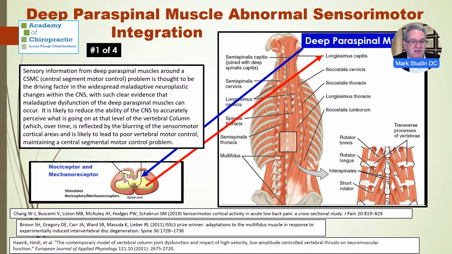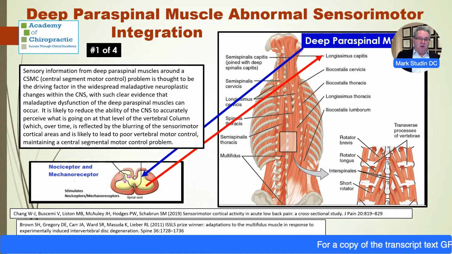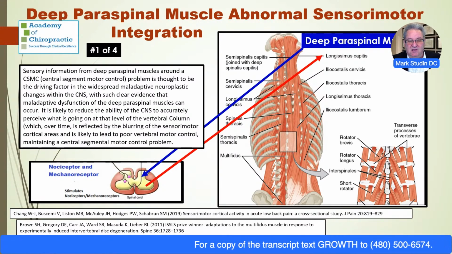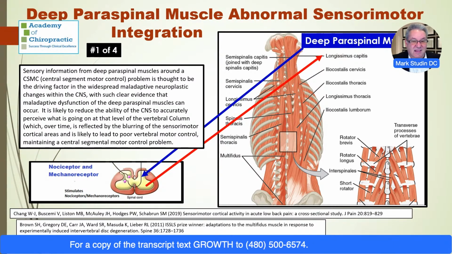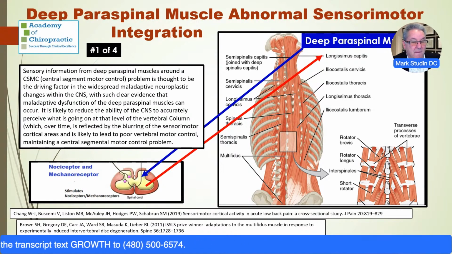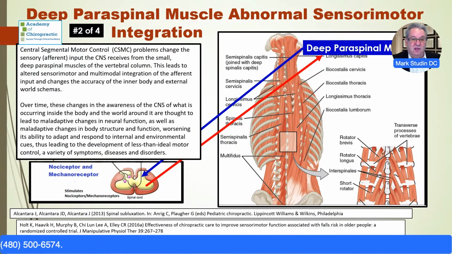With such clear evidence that maladaptive dysfunction of the deep paraspinal muscles can occur, it is likely to reduce the ability of the central nervous system to accurately perceive what's going on at the level of the vertebral column, which over time is reflected by the blurring of sensory motor cortical areas and is likely to lead to poor vertebral motor control, maintaining a central segmental motor control problem. So what the evidence in the literature is saying is that this leads to a huge amount of dysfunction within the brain.